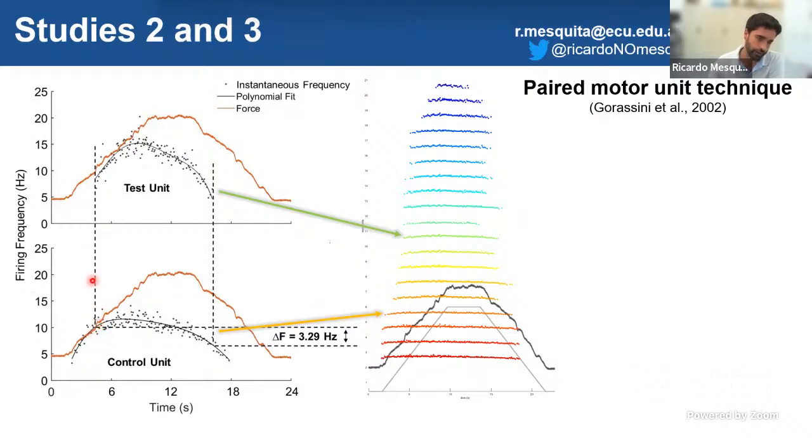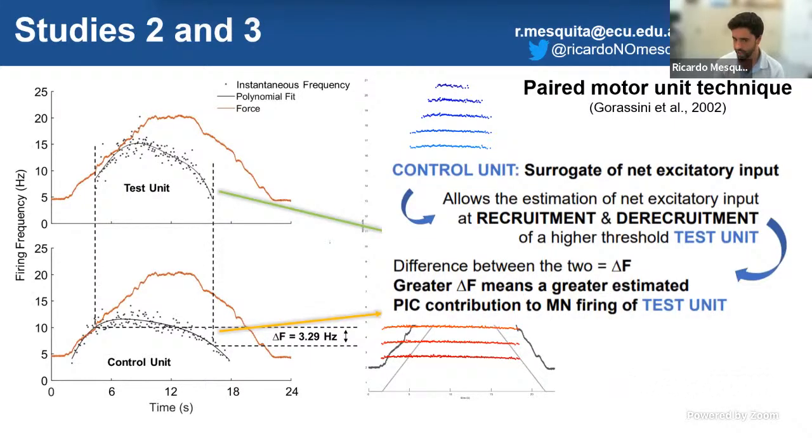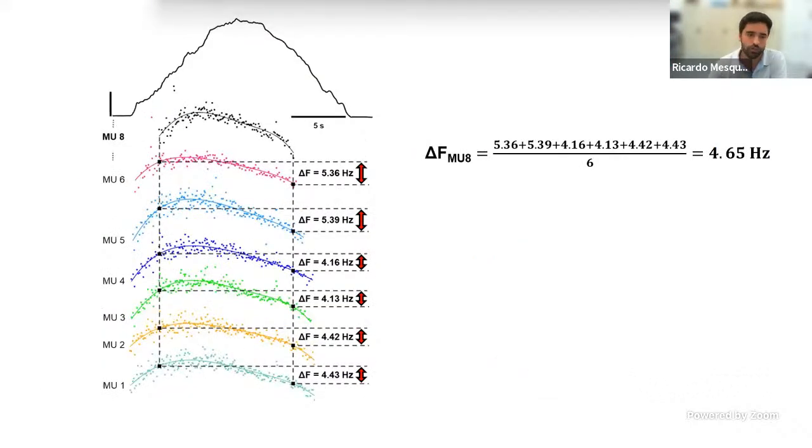And then the difference of the firing from recruitment to derecruitment is our delta F, which means change in frequency. And that's our estimate of PICs. So bigger delta F means bigger amplification happening in the motor unit of interest. So now you can ask, which pair do you use to do this? It's a good question, and we can use many pairs, but we make sure that this control unit is a good surrogate or proxy or estimate of our synaptic input. And we do that with a wide range of tight criteria to make sure that it's really reflecting what's happening. In fact, to decrease the variability of the measure, we also use different control units to estimate the amplification in our test unit, like using different measuring tapes to measure the same thing and then getting an average out of it.